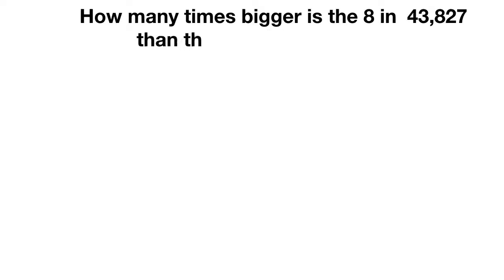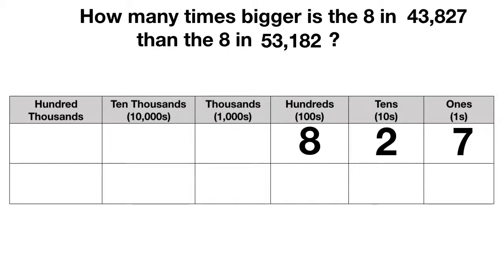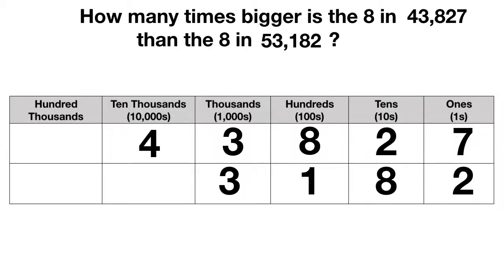How many times bigger is the 8 in 43,827 than the 8 in 53,182? Well, you can start with the place value chart and add the numbers in. We're comparing the 8s. In our first number, the 8 is in the hundreds. It has a value of 800. In the second number, our 8 is in the tens. 8 tens has a value of 80.